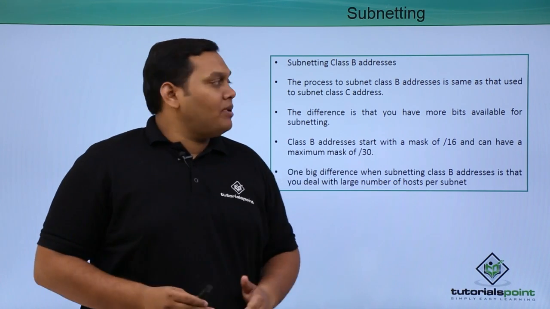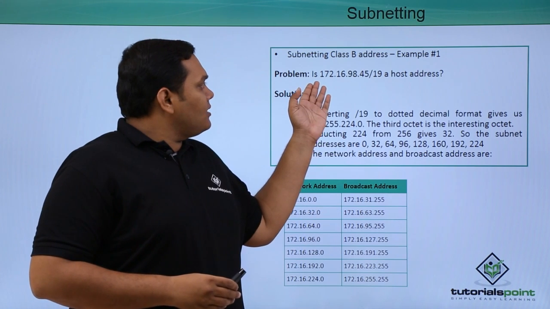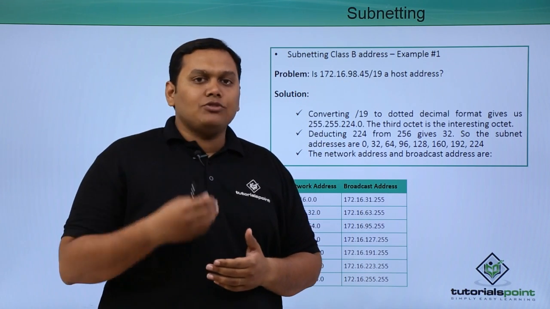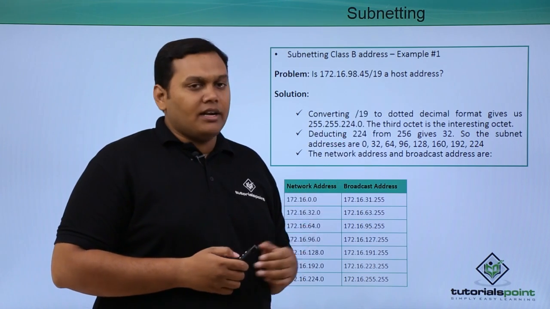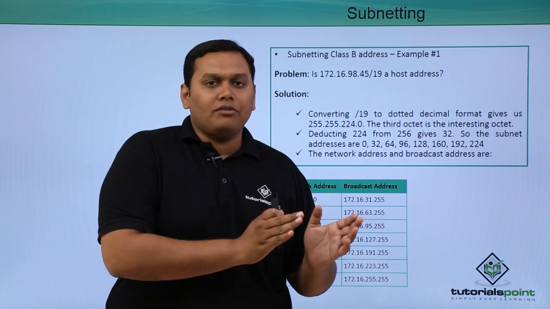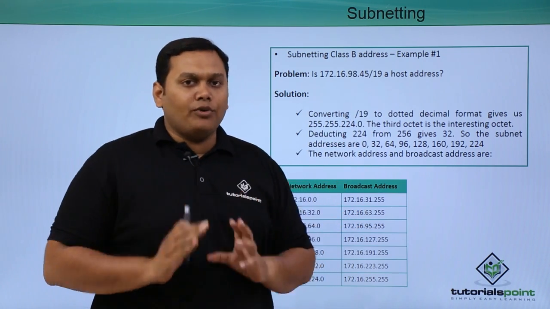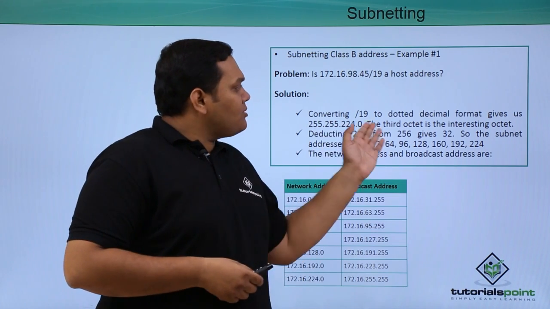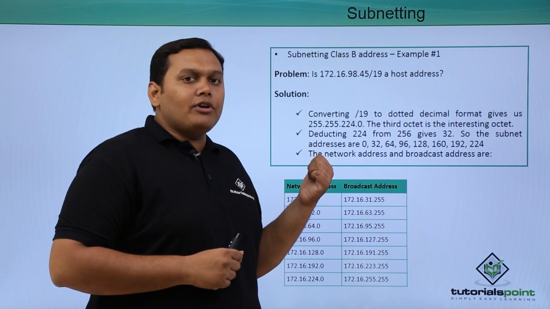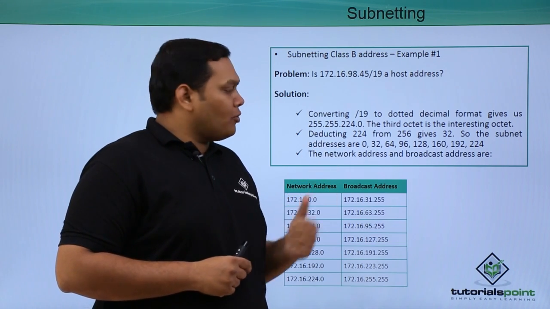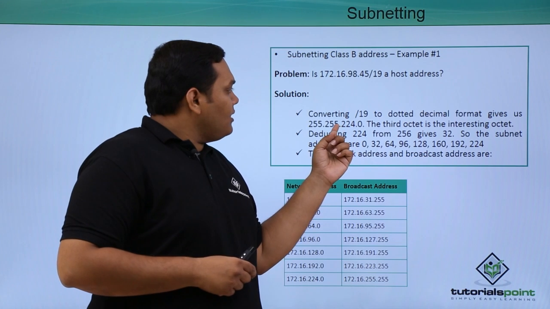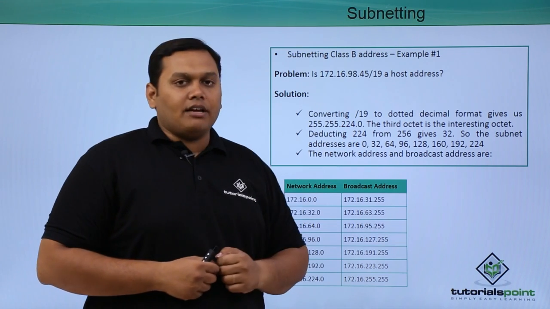You can take an example here very clearly. This is the IP given: 172.16.98.45 with the slash notation of /19 as a host address. We have to find out the network address and broadcast address. So, how will we perform this? Converting /19 into the decimal format gives 255.255.224.0.